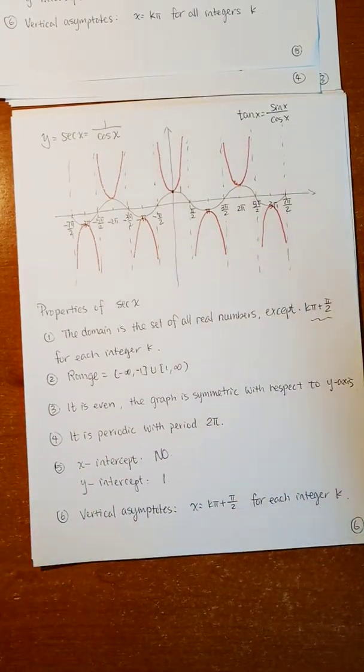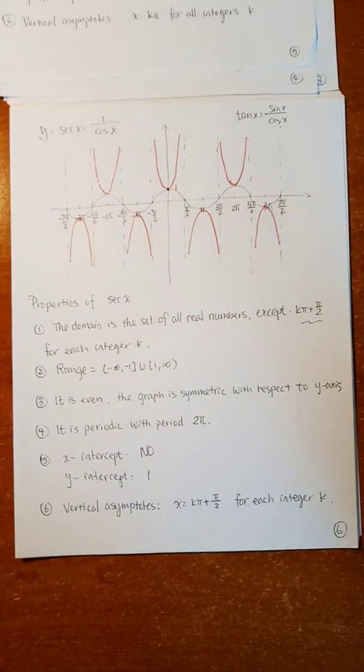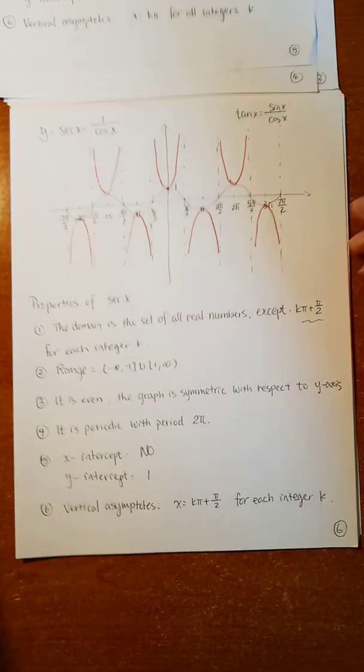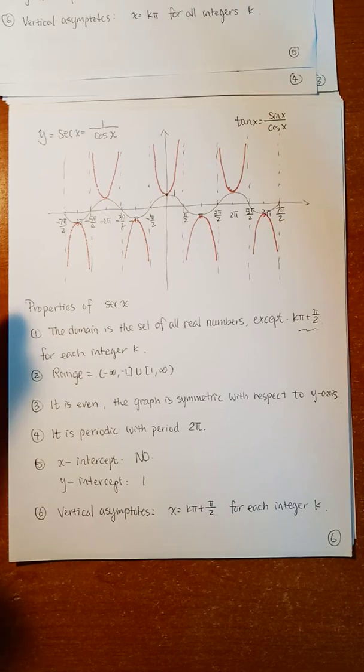So now you have the complete graphs of all 6 trigonometric functions. Just try to sketch them several times to understand the process. There's no easy way to memorize them. Just go through them with exercises, and you will understand the graphs.